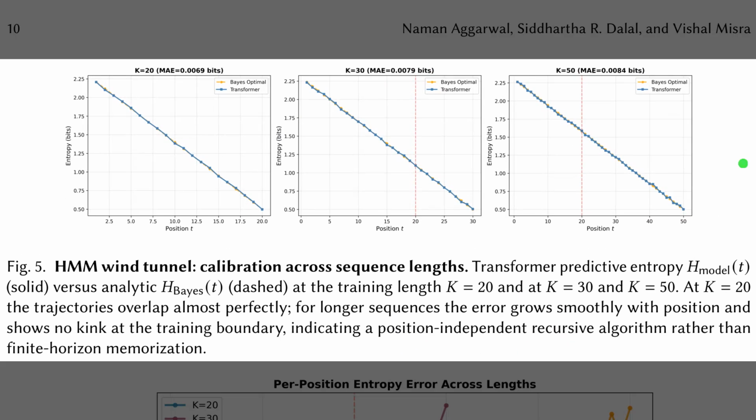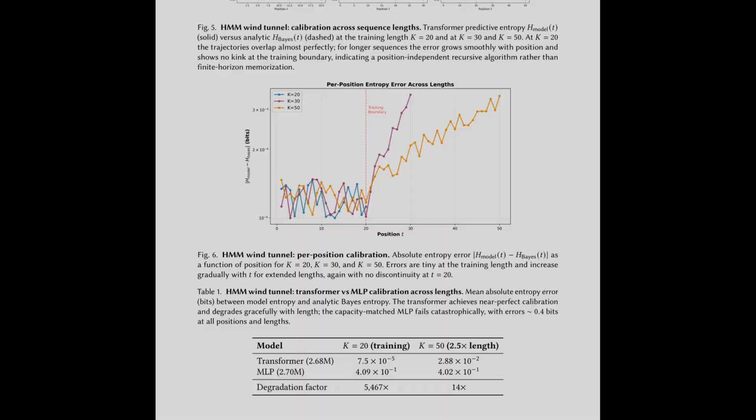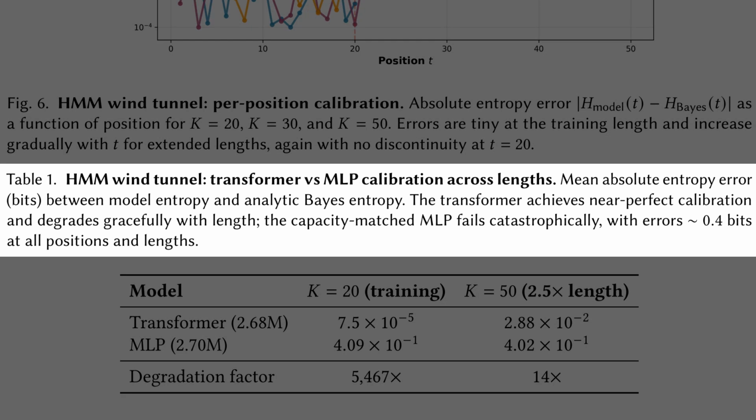After the bijection task nailed per sequence behavior, Figure 5 shifts to the hidden Markov model wind tunnel and asks whether the transformer stays calibrated as sequences get longer. Figure 5 shows 3 panels for length k equals 20, 30, and 50, and the solid transformer entropy almost perfectly overlaps the dashed Bayes optimal curve. The red dashed line marks the training boundary at position 20, and the lack of a visible kink supports a position-independent recursive update. So, Figure 5 showed that the transformer stays well calibrated, even past the training horizon in the hidden Markov model wind tunnel.